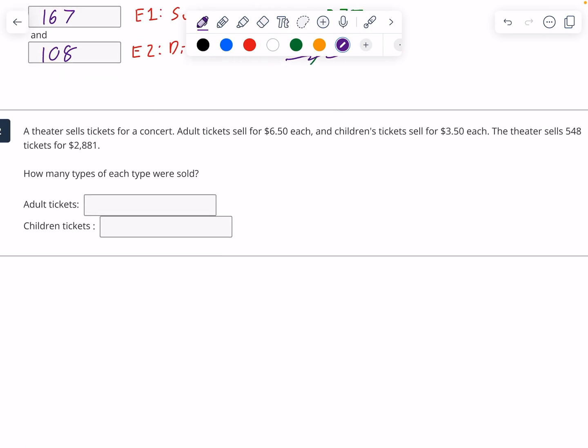It asks us about this theater that's selling tickets for a concert, and it's asking us to find our adult and our children tickets. Pretty easy. It tells us right away that's what X and Y need to be. So let's say X is going to be adults tickets. Y is going to be children tickets.